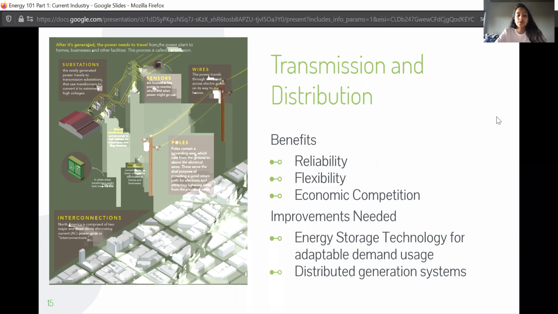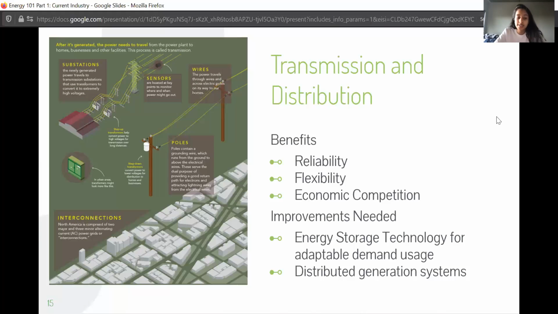And then we also have economic competition. Because the grid allows for multiple generators and power plants to provide electricity to consumers, different generators have to compete with each other to provide electricity at the cheapest price. The grid also serves as a form of insurance because the competition on the grid protects customers against fluctuations in fuel prices. But there still need to be improvements made to the grid.